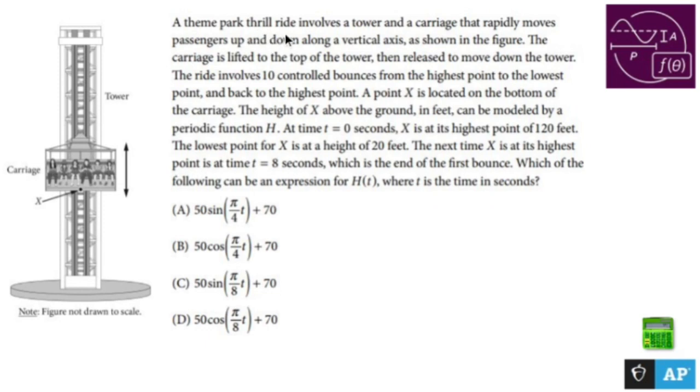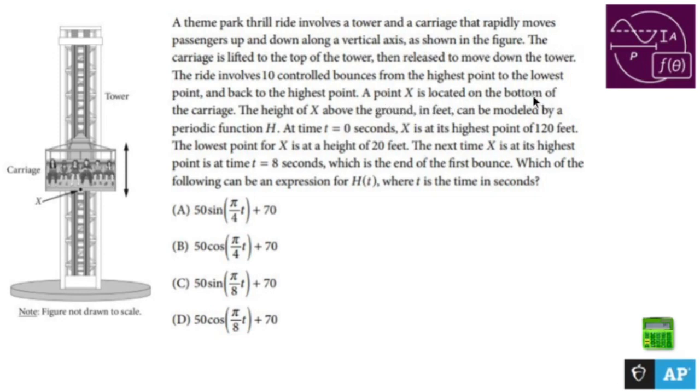A theme park thrill ride involves a tower and a carriage that rapidly moves passengers up and down along a vertical axis, as shown in the figure over there. The carriage is lifted to the top of the tower, then released to move down the tower. The ride involves 10 controlled bounces from the highest point to the lowest point and back to the highest point. So it starts up here, down, up, and nothing in between.